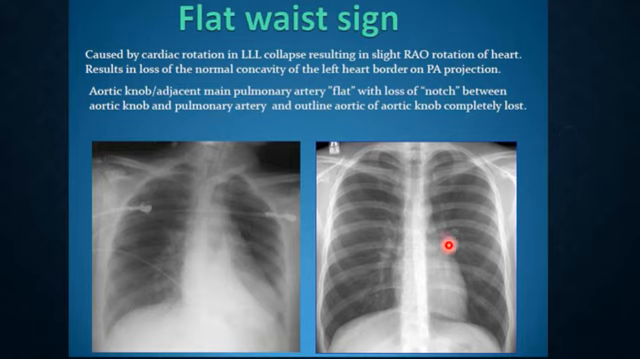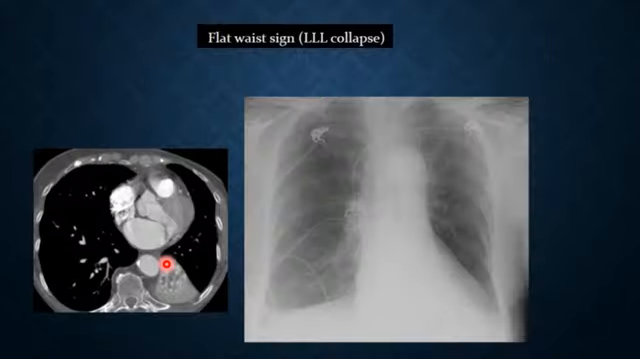Yani, this is the normal appearance of the chest X-ray. When you see this, the waist of the heart الخصرة is lost. يعني the heart مكرش فارش. Okay, as simple as that. Okay, you can see here this heart has no waist. Why? Because when the left lower lobe collapse happens, the heart will rotate. Okay, and this rotation will result in this change of the configuration of the heart.